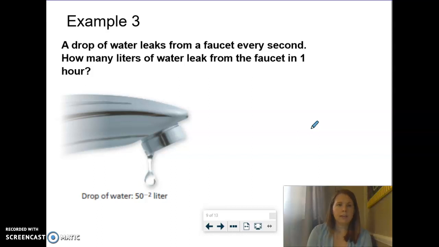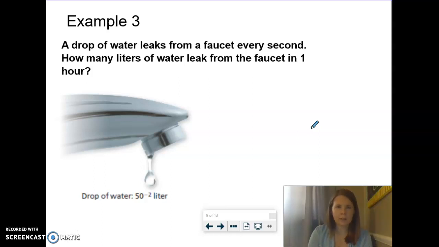Your question asks, a drop of water leaks from a faucet every second. So if you've ever had a leaky faucet before, I know even for my own self, my bathroom sink always does this, no matter what. I almost have to shut the faucet off just right so that it doesn't leak. So they're saying that a drop of water leaks from a faucet every second.